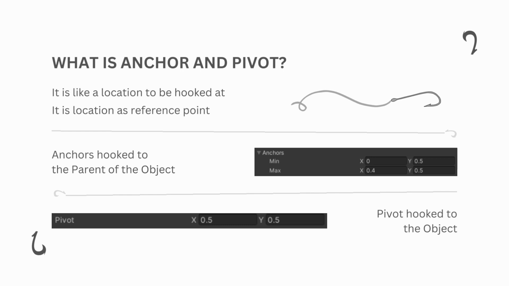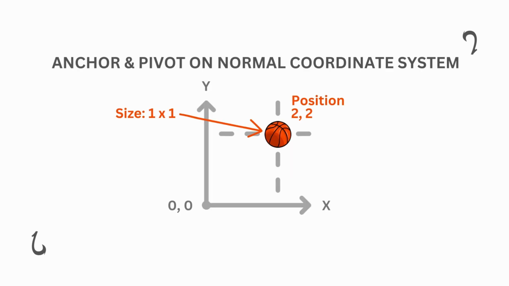It is like a location to be hooked at, and it's also a location as reference point. Anchors hook to the parent of the object. Don't worry, it will become much clearer after this. Okay, let's see anchor and pivot on normal coordinate system.